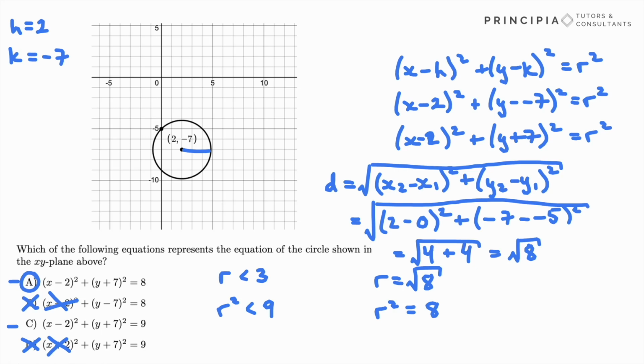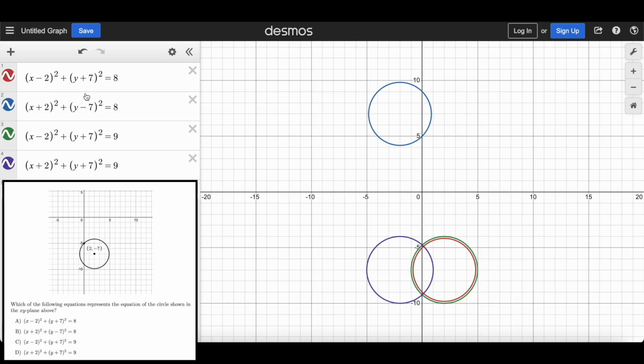Alternatively, we can use Desmos to graph these 4 circles and then choose which one makes sense with the graph that we already have. So let's take a look at that right now. We're in Desmos, and I have written in the 4 answer choices here, A, B, C, and D. And I can tell straight away that B is not going to be the answer because the center is way off.